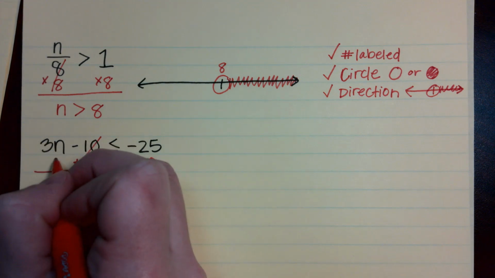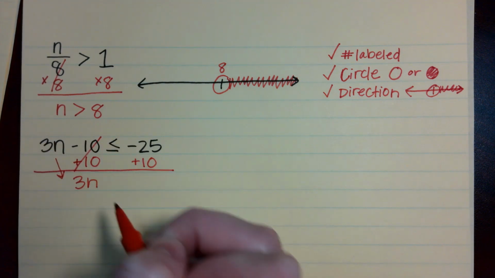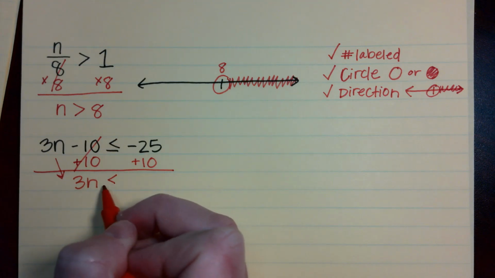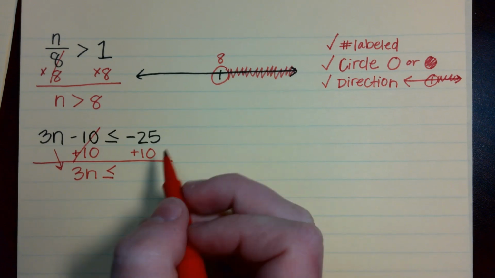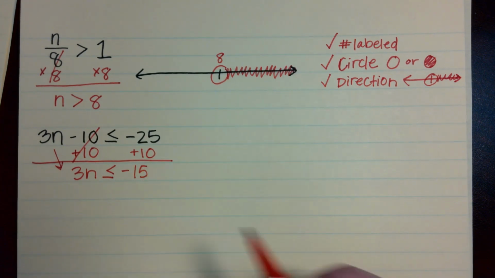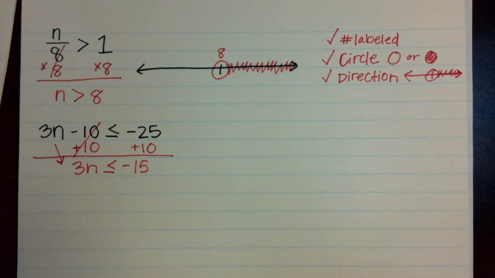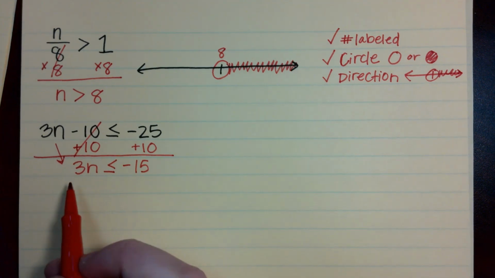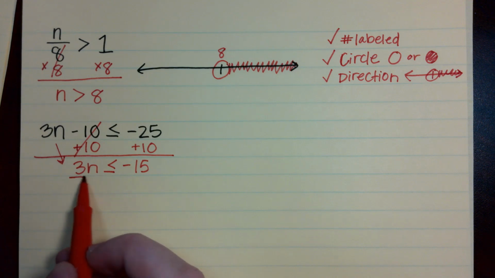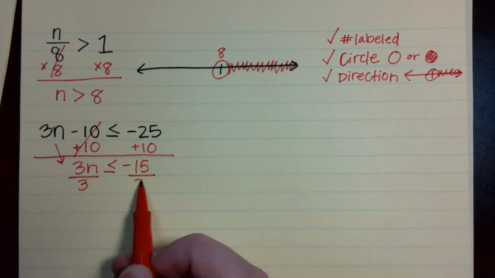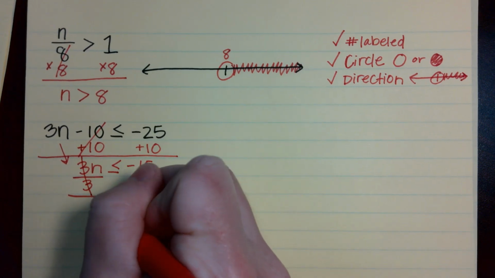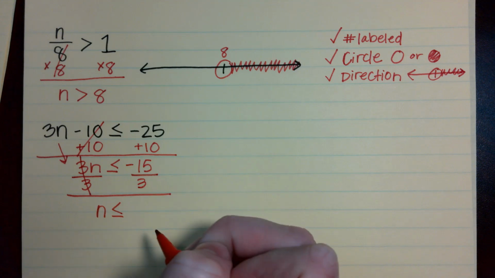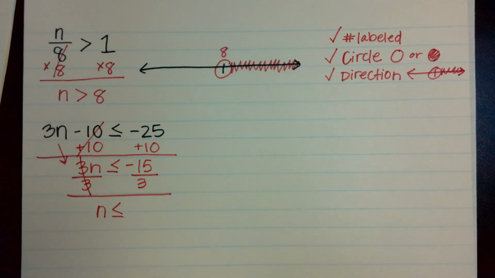I've got 3n to bring down, less than or equal to. And what is negative 25 plus 10? Negative 15. Very good. All right, whole new inequality. 3 times n is less than or equal to negative 15. Divide by 3. Very good.